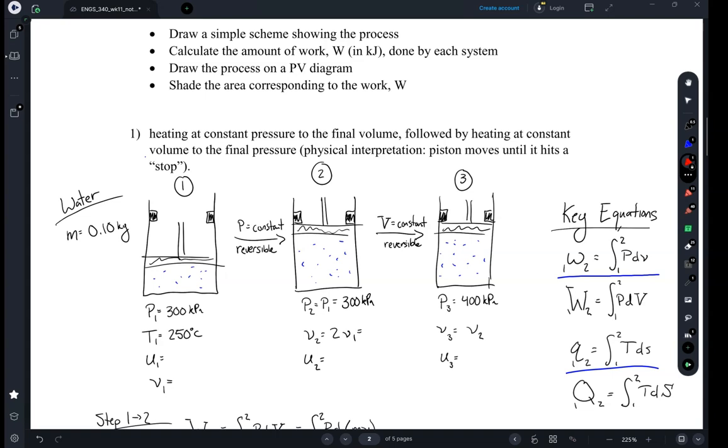Okay, we're going to look at the first path. We're going to look at a constant pressure heating, then a constant volume heating. So we're going to first look at this part between 1 and 2, where we're staying at 300 kPa, but we're heating it up. That's expanding it until we say hit a stop. Then we're going to continue to heat at constant volume until we get to our final pressure of 400 kPa. All right, so those are going to be our 2 steps, or that's going to be our pathway for this first attempt at solving it.